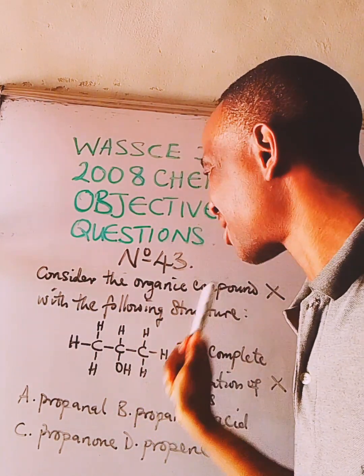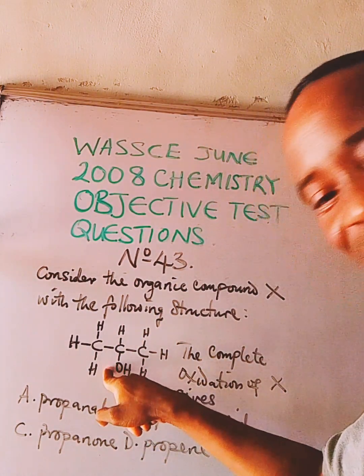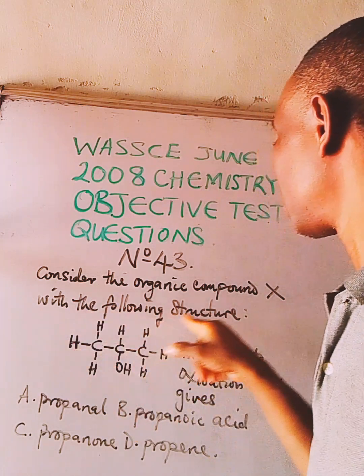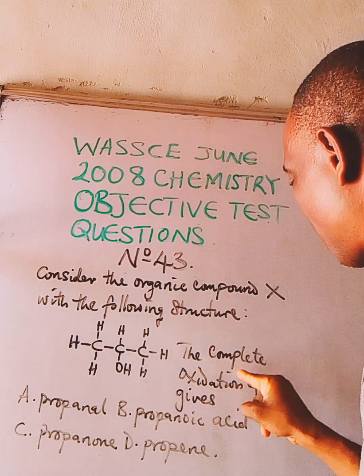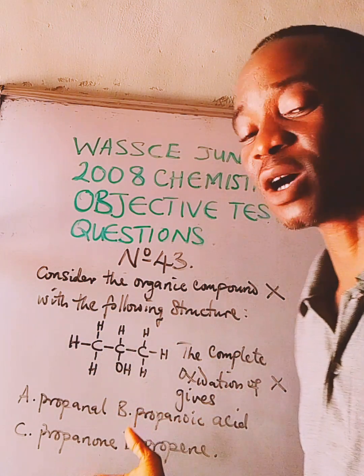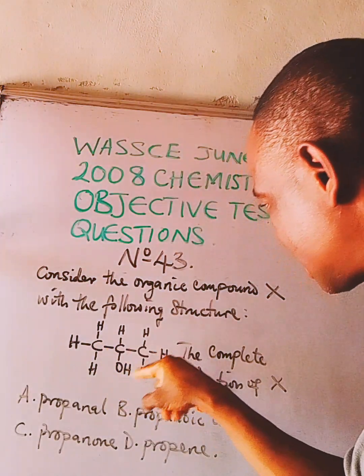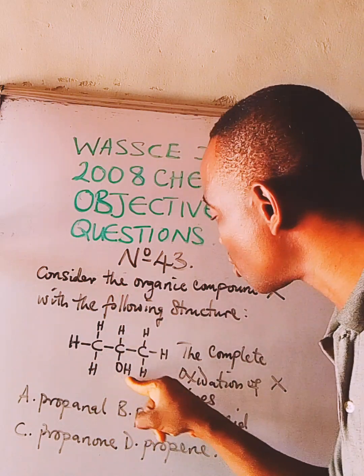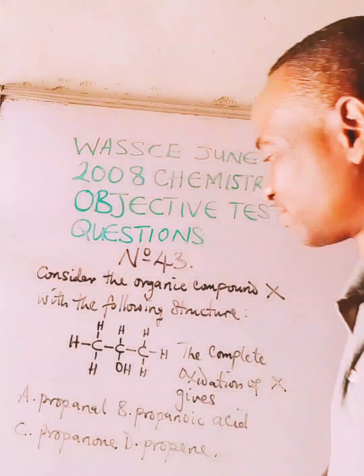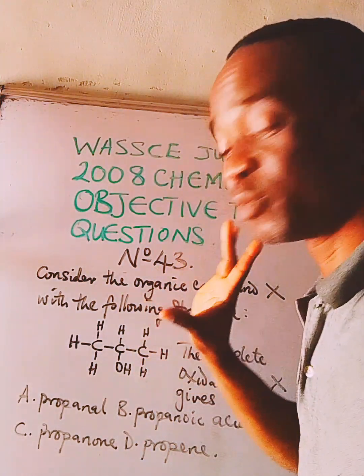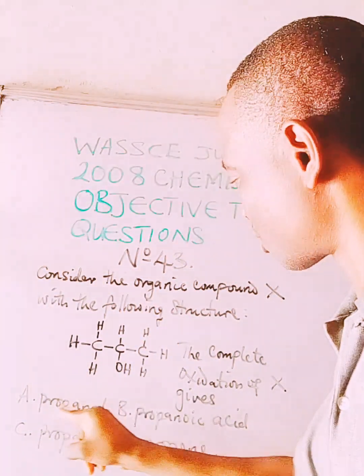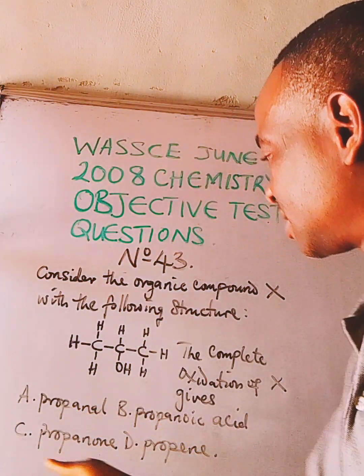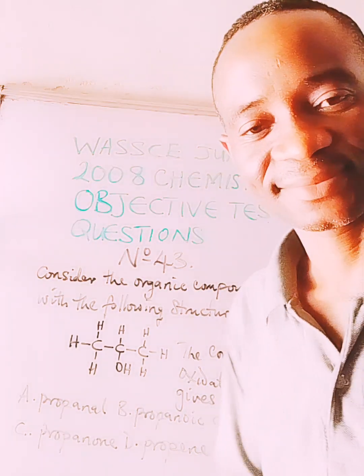Consider the organic compound X with the following structure. The complete oxidation of X gives what? This X is propan-2-ol. That is propanol, whose OH is attached to the second carbon. So, what would be the oxidation product? Is it propanol, propanoic acid, propanone, or propene? So, let's go.